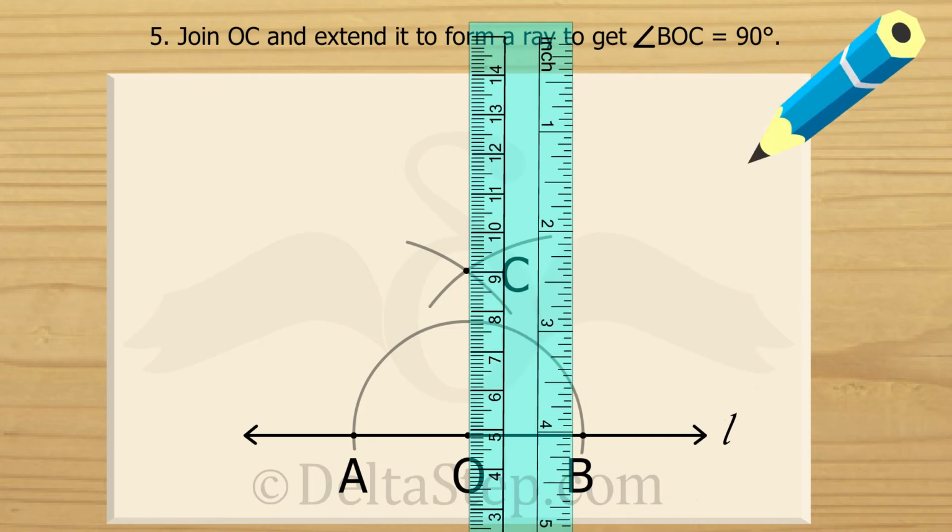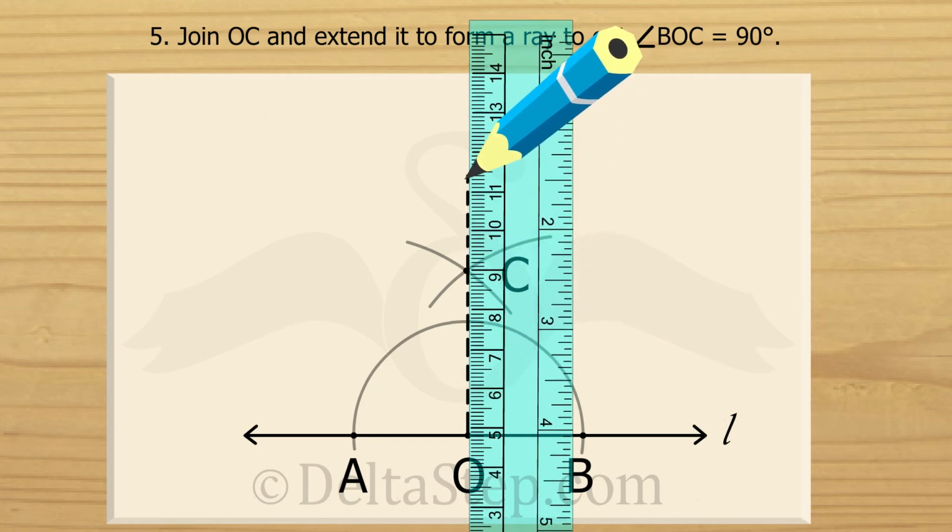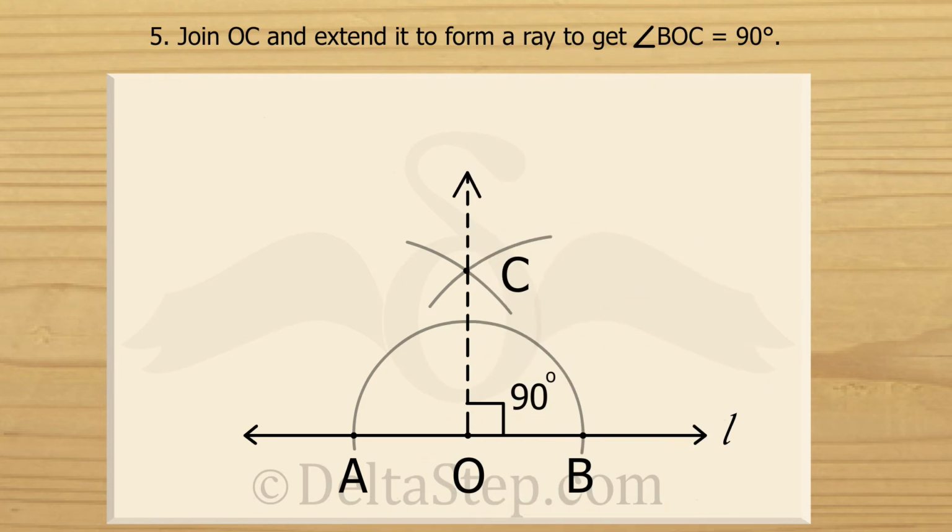Join OC and produce it to form the ray OC. Then angle BOC is equal to 90 degree. Now angle BOC is equal to 90 degree. Also angle AOC is equal to 90 degree. So if we bisect the angle AOC which lies in the second quadrant, we will get an angle of 45 degree. So let us do that.